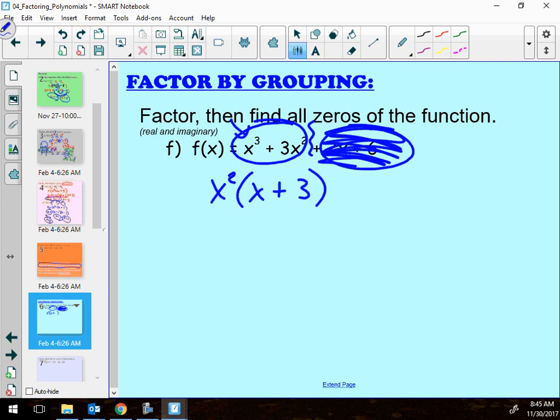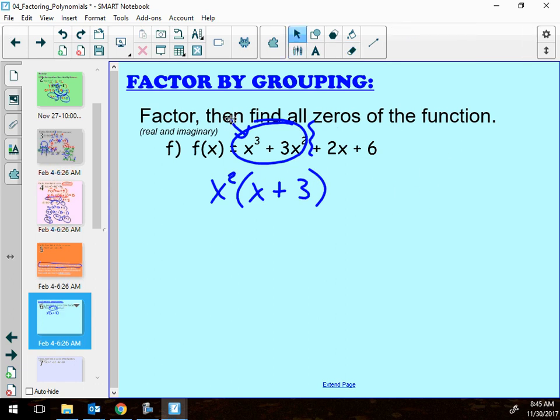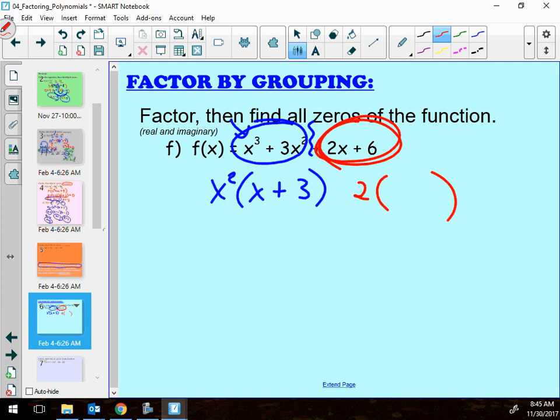X plus 3. Awesome. Then I start looking at this part, which is completely separate, and we factor it. What comes out of both of those? 2. And then what do I have left? Do you think that's a coincidence that they both have an x plus 3 in them? No, that's not a coincidence. Now, this part's going to blow some of your minds.